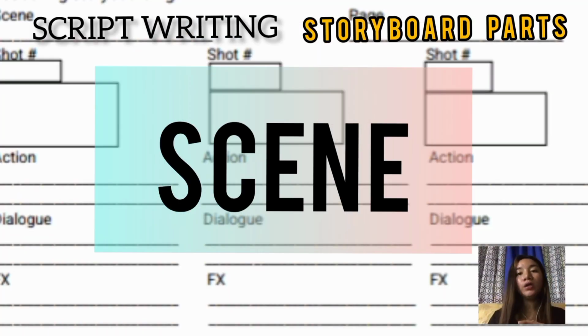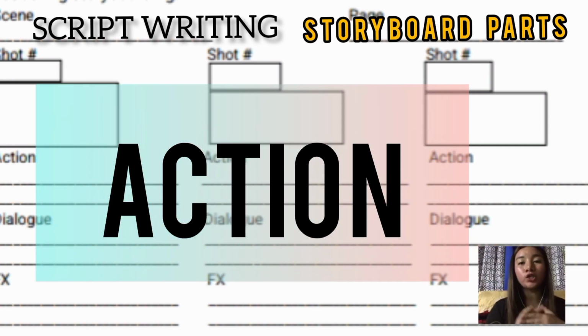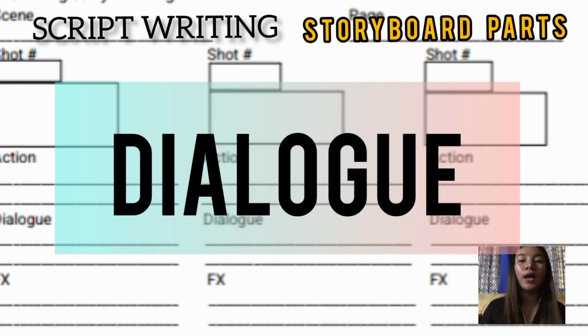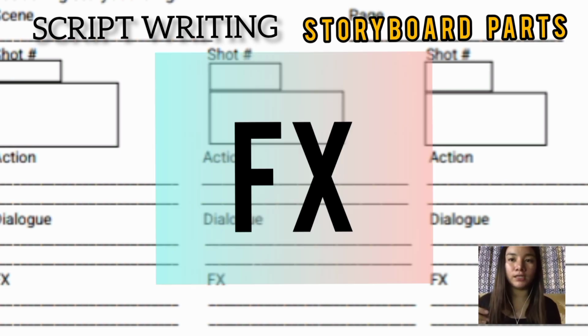Scene is a unit of a story that takes place in a specific location and time. Shot describes a single take or a setup. Action is the movement going on in a storyboard. Dialogue is the written and spoken conversational exchange between two or more people in a video or in a story. The last part of a storyboard is the FX. In a storyboard, the FX explains the technical details of how the shot is created in production.